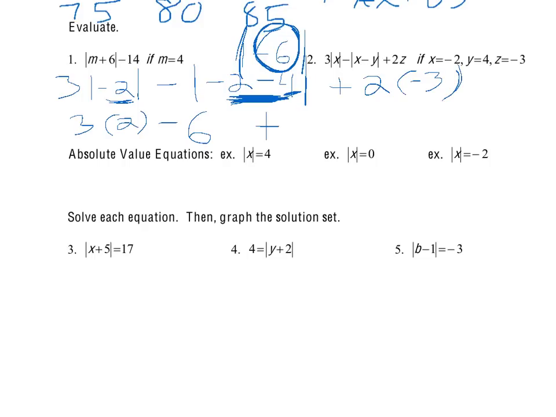Okay, and then I can multiply these. Well, 2 times negative 3 is negative 6. Okay, and then let's see here. I'm going to erase some of this. I was squeezing this in, so I'll get rid of this right here.